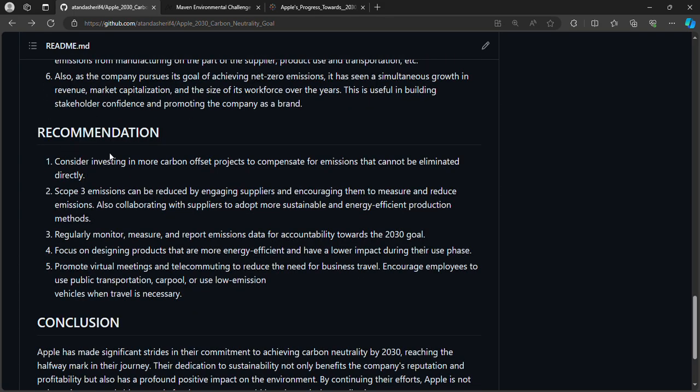Now to the recommendations. First of all, I will recommend that Apple invest more in carbon offset projects, such as planting more trees, and even transitioning to renewable energy for every one of their products, so that they are in line with their neutrality project. Also, scope 3 emissions can be reduced by engaging suppliers and encouraging them to use measures to reduce emissions.